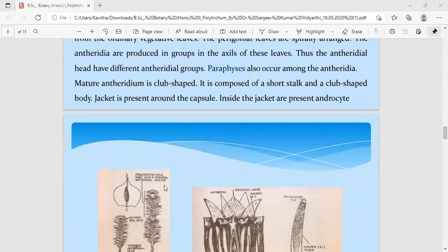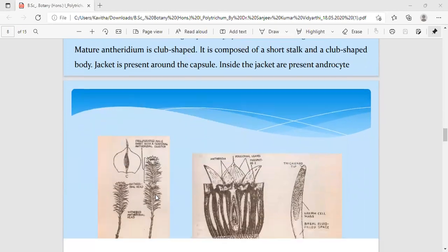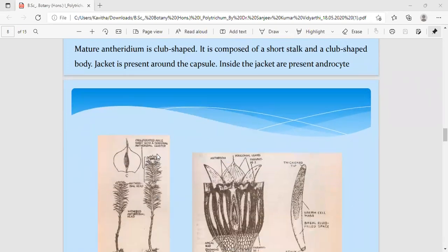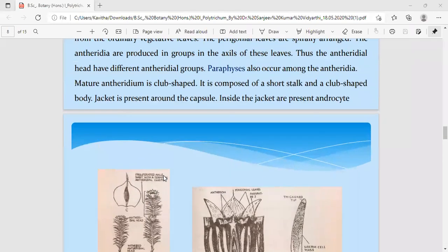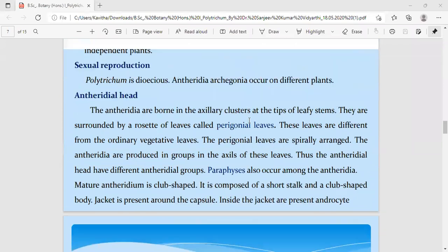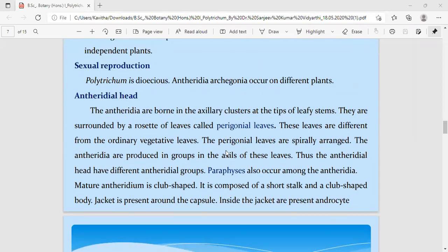Mainly the antheridia in Polytrichum are developed in a specialized structure which is called the antheridial head. What does the antheridial head consist of? It consists of a cluster of leaves, a group of leaves. Those leaves are called perigonial leaves. This is very, very important from the exam point of view.